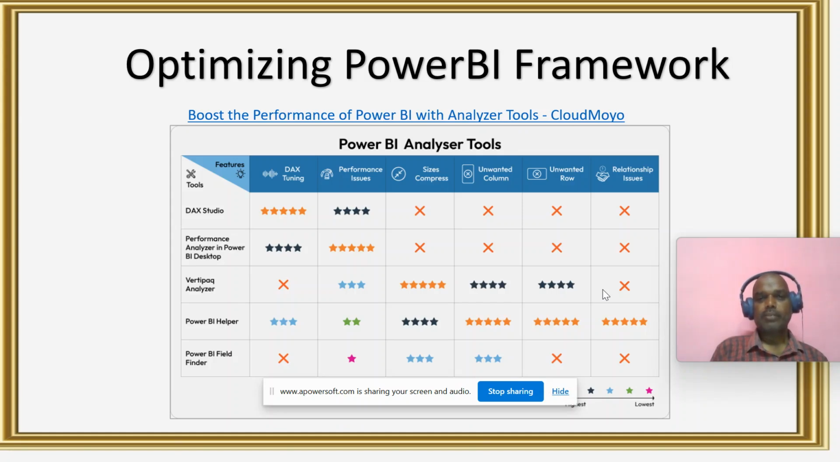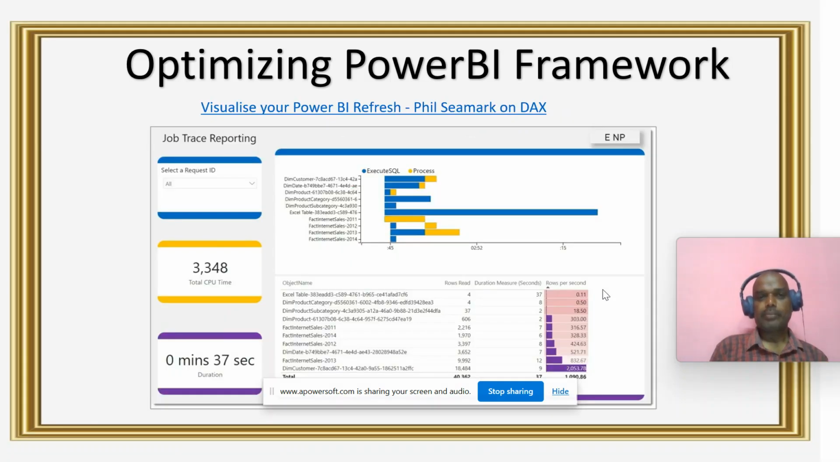Power BI Helper will help you identify unwanted columns used in your report. Power BI Field Finder shows how much your object or column is compressed, and you can see the unwanted columns. This is the tool comparison of the Power BI analyzer tools, which will definitely help you a lot. These tools are pretty good and easy. You can download them and test them with your environment.